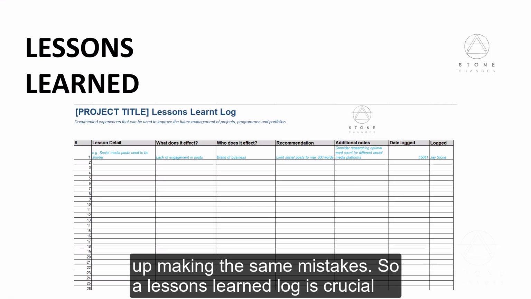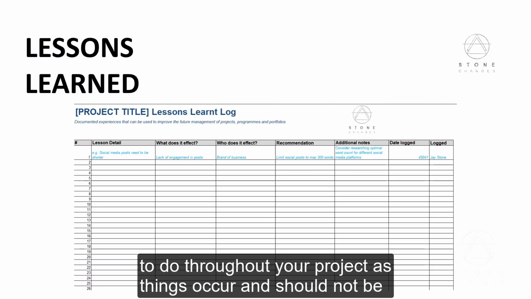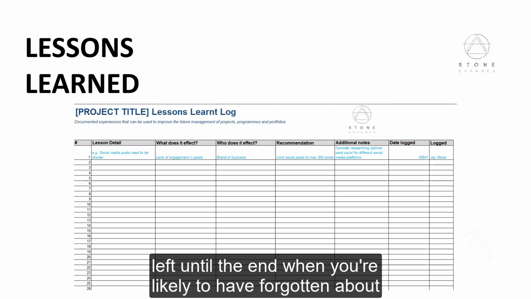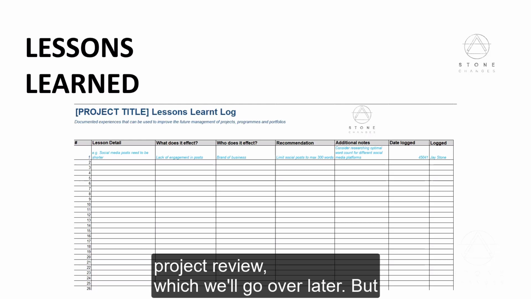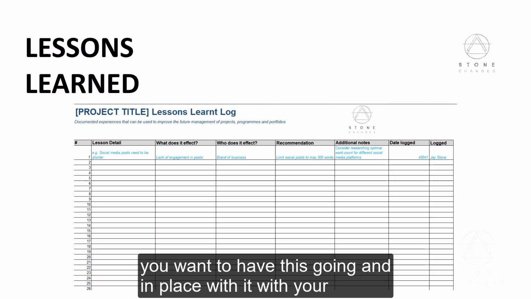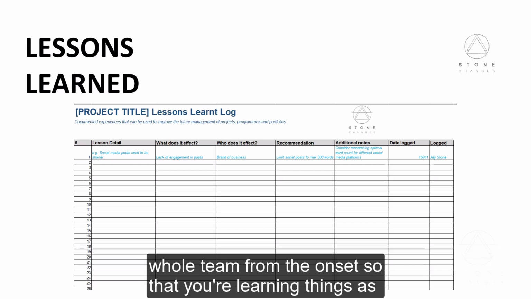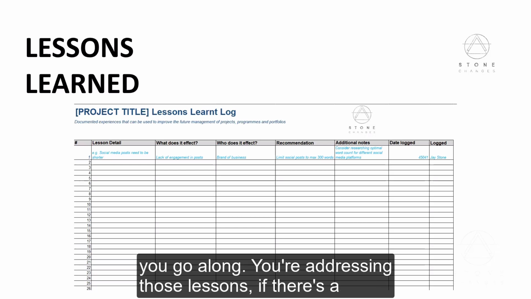So a lessons learned log is crucial to do throughout your project as things occur, and should not be left until the end when you're likely to have forgotten about it. And this will also be used as part of the end of program, end of project review, which we'll go over later. But you want to have this going and in place with your whole team from the onset, so that you're learning things as you go along.